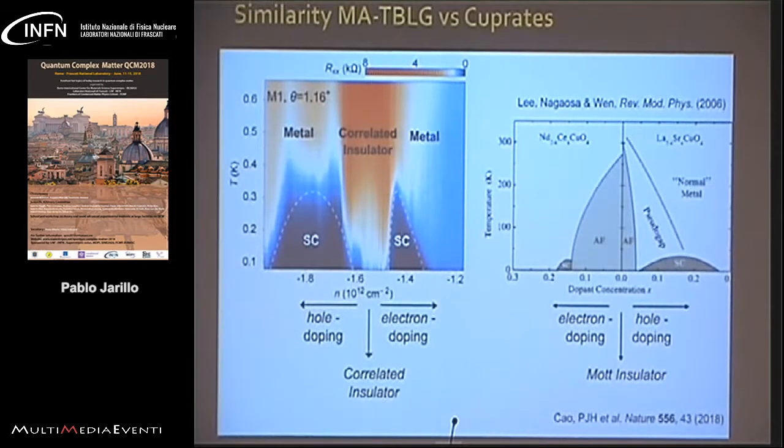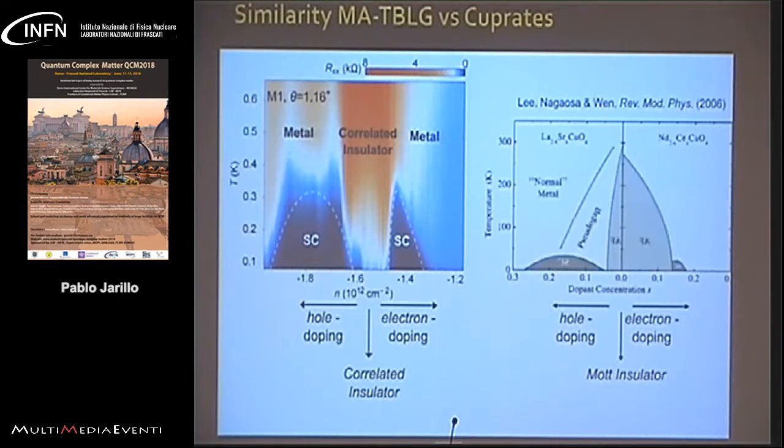for cuprates. For cuprates, people choose hole doping in this direction, electron doping in that direction. Let me just flip it for you so that we are in the same situation. As you can see, in cuprates, there is a Mott insulating state at half filling. You dope with electrons, you have a small superconducting dome. You dope with holes, you have a bigger superconducting dome.